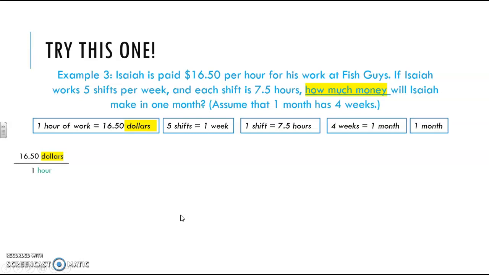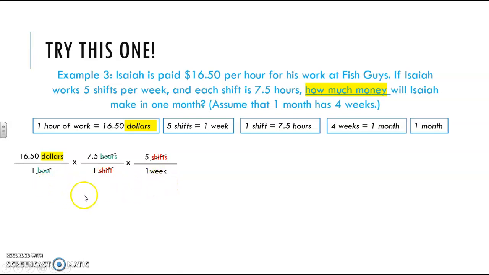The next step is to then multiply by another fraction that will cancel the hours from the denominator of the previous fraction. So I am going to cancel out hours with hours, using the fraction that 7.5 hours is equivalent to 1 shift. Moving forward, we want to cancel the units of shifts. So I'm going to multiply by a fraction that has shifts in the numerator. And I can cancel shifts with shifts.